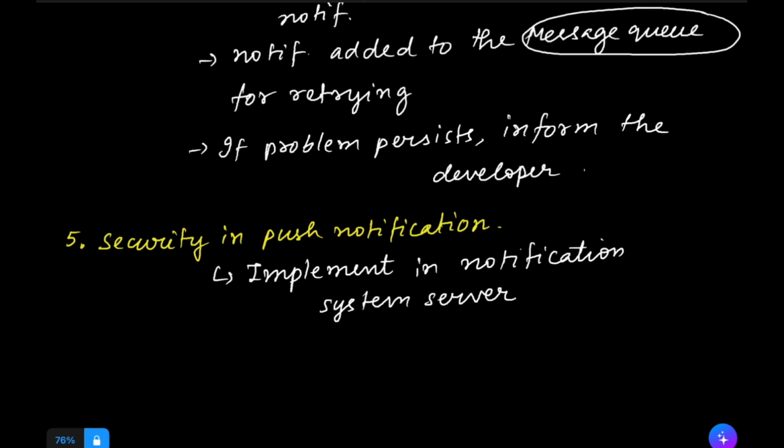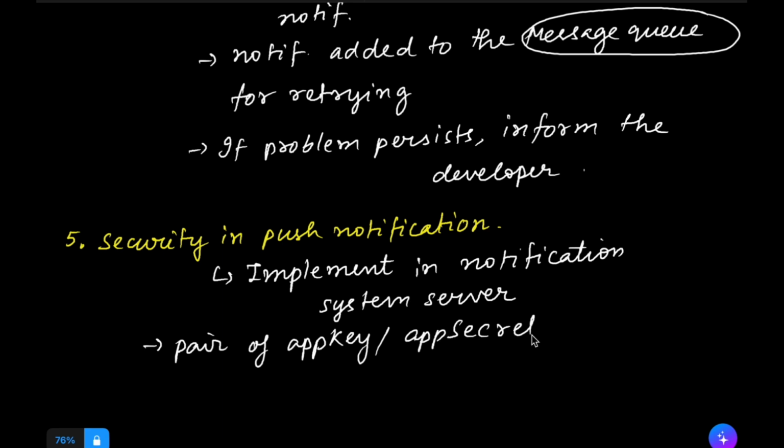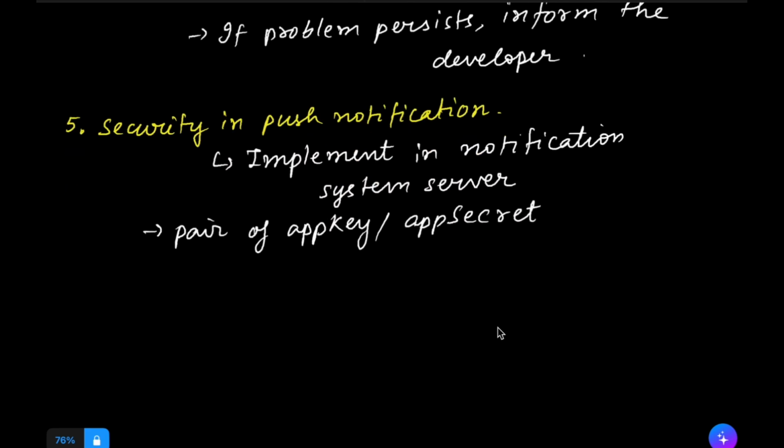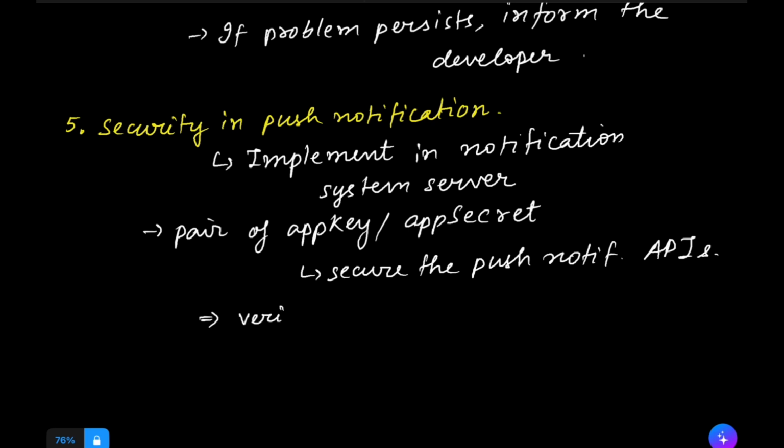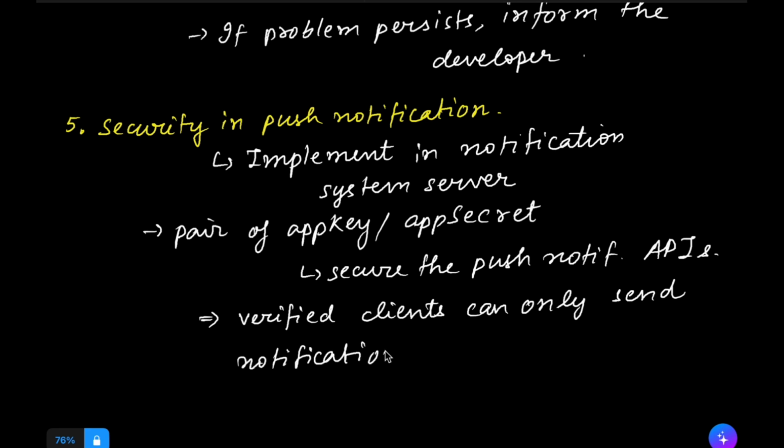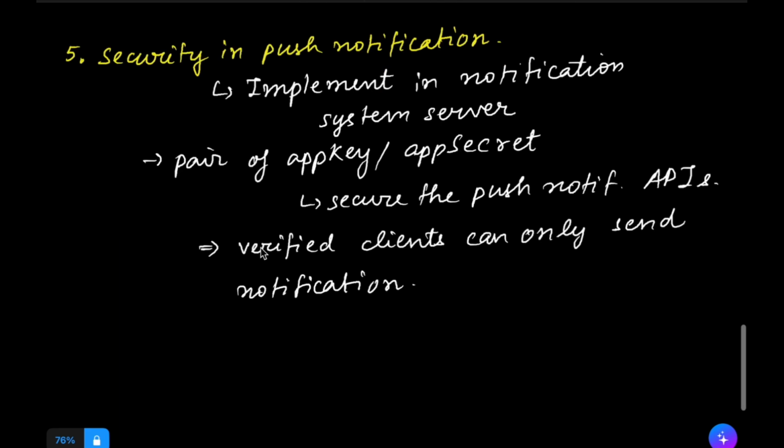Basically this is a pair of app key and app secret, and this is used to secure the push notification APIs, so that the main purpose is that only verified clients can send notifications. So this is the security component in push notification.